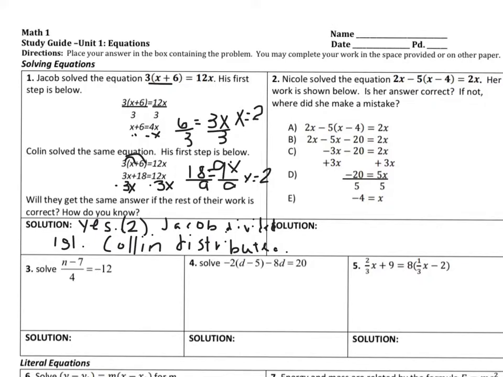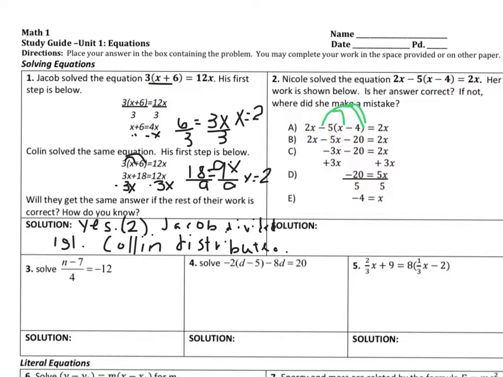Alright, so taking a look at A, the first thing I would do is to distribute this negative 5 onto everything. So I would have 2x, and then negative 5 times x is going to give me a negative 5x, and then a negative 5 times a negative 4 is going to give me a positive 20. I know negative times a negative always gives me a positive.